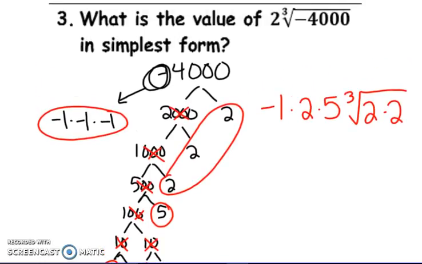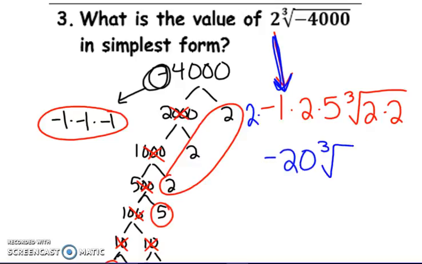Now, don't forget from the original problem, we need to bring down, I'll do it in a different color so we know that that's the same, we need to bring down that 2. That gets multiplied by everything that's out in front. So 2 times negative 1 times 2 times 5 gives me negative 20 times the cube root, and 2 times 2 is 4. Please, please, please do not forget that 2 that's out in front needs to come down.